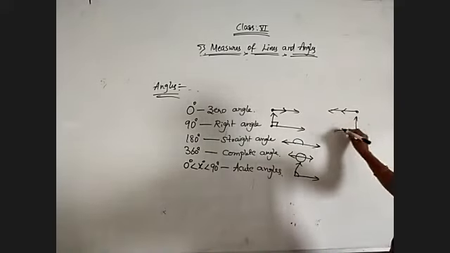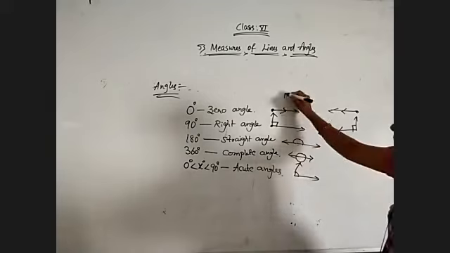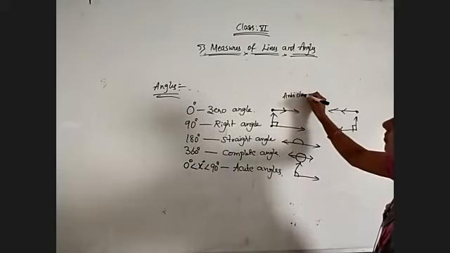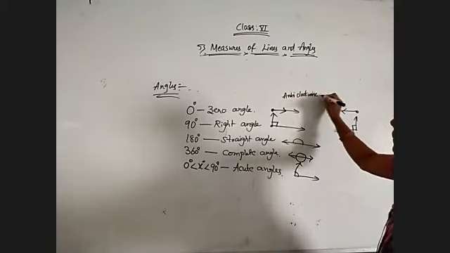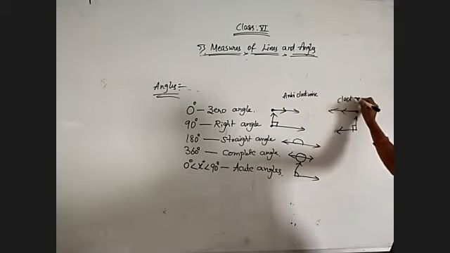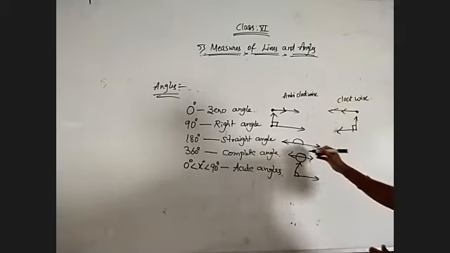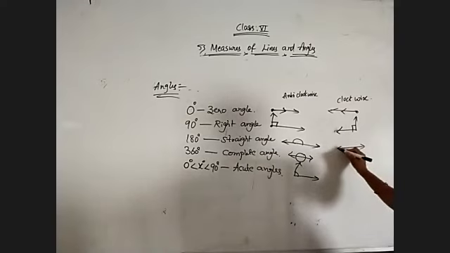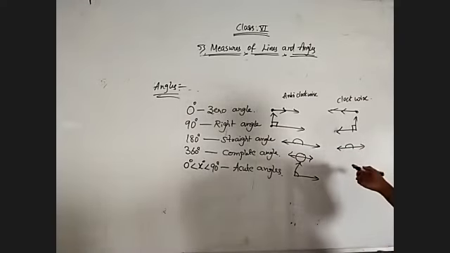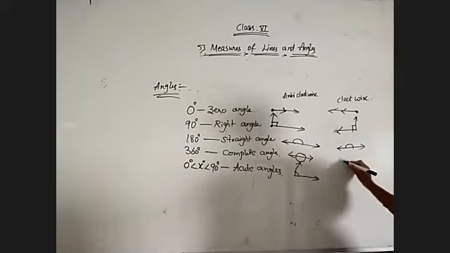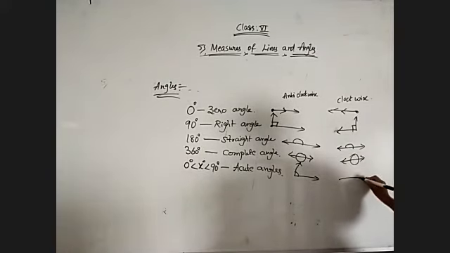See, this one we can represent like this also, meaning a clockwise rotation also you can show. This is anti-clockwise, and this is clockwise. And next, this one, any side you will get the same angle. No problem. And now coming to the complete angle, you will get it like this. Acute angle you will get like this.